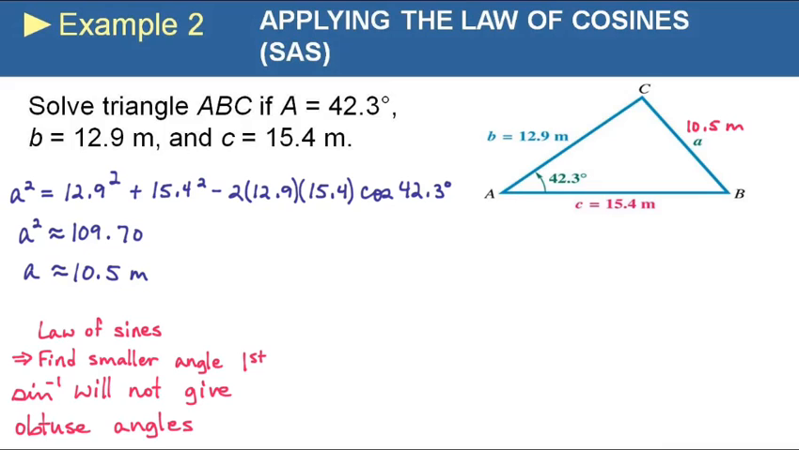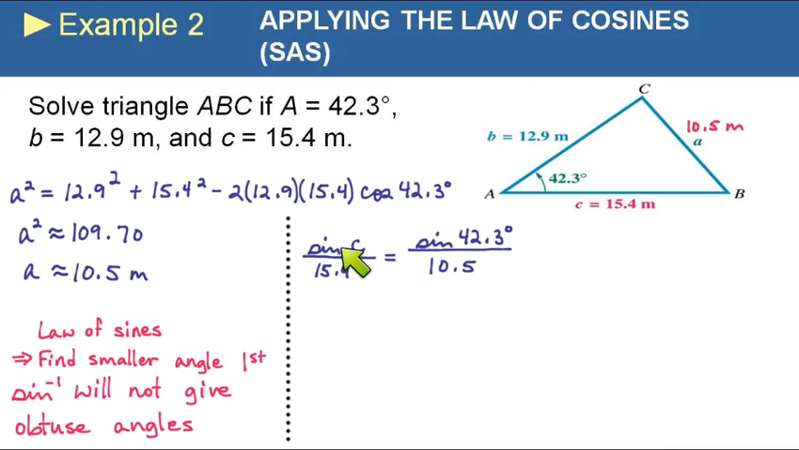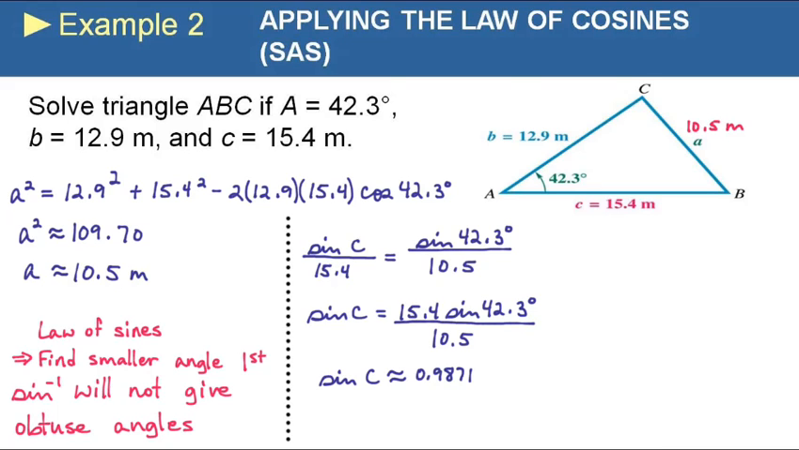Okay, this is just writing out what we've already talked about. So notice this time I've got my sine in the top rather than the bottom. That's because my unknown is an angle this time. So the sine of C over side C equals the sine of A over side A. And now I'm going to multiply both sides by 15.4. And let's go ahead and get a value there.